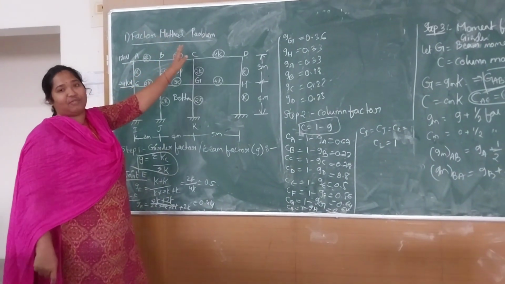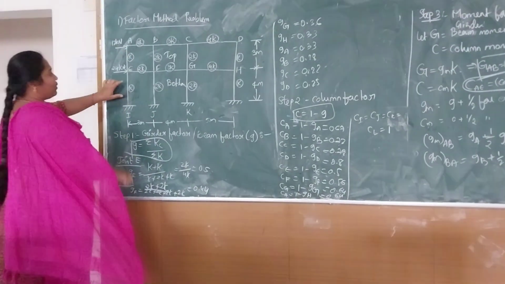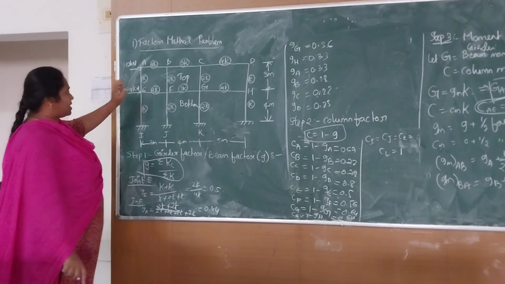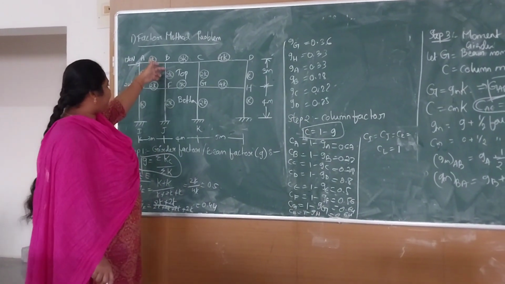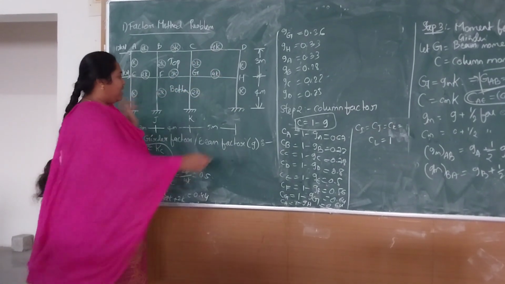Factor method. The analysis we are doing here is analysis of a frame by using the factor method. This is the question. For this question, every stiffness value is given. See here, how many columns are there for this frame? AE, EI, BF, FJ, CG and GK, DH and HL.